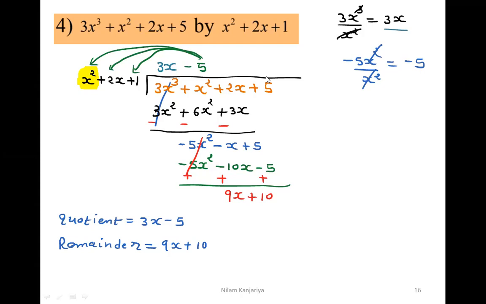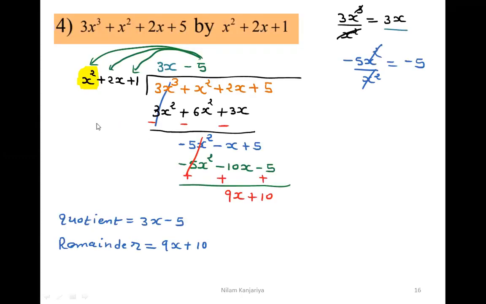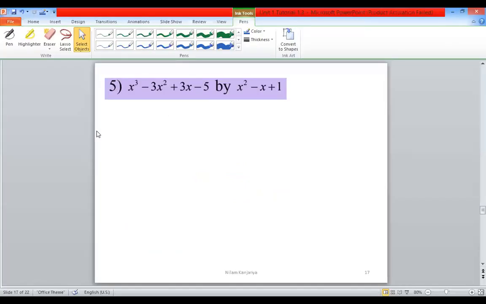Please write down. So this is the fifth question. Look at your screen. This fifth question: x cubed minus 3x squared plus 3x minus 5 divided by x squared minus x plus 1. So let's check.